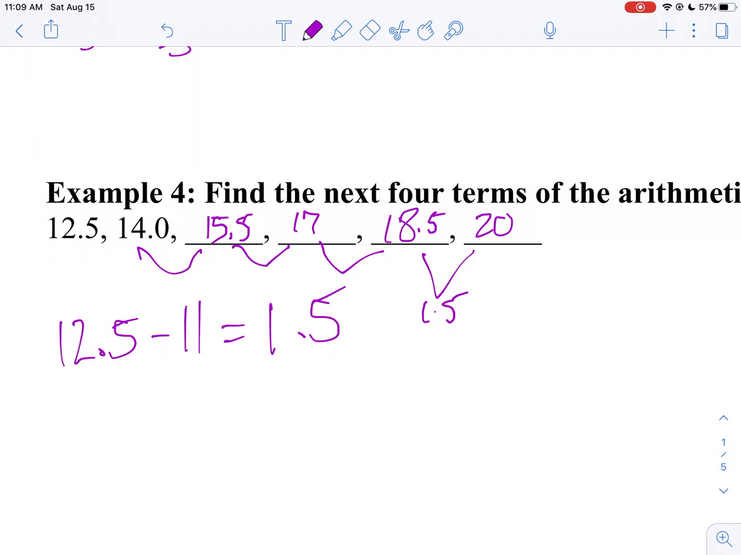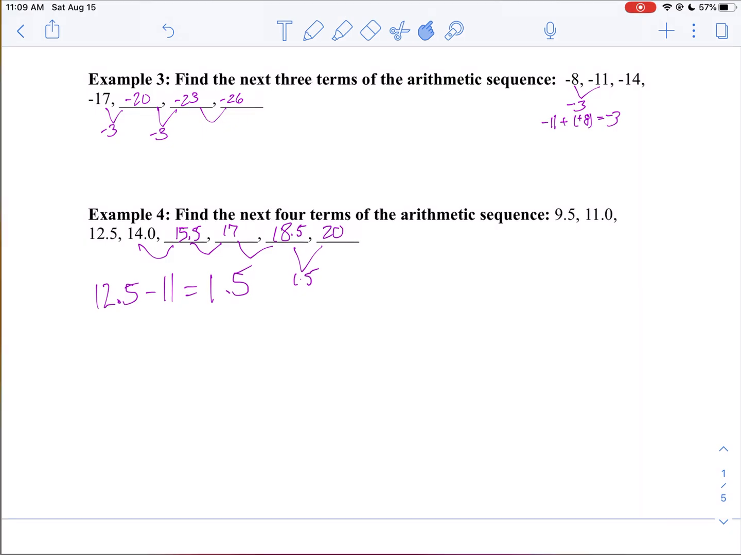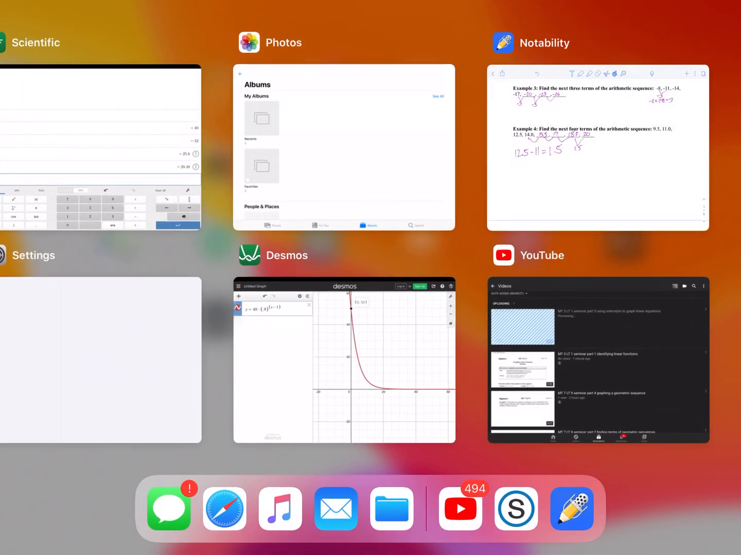You can generate an arithmetic sequence on your calculator. Here's what you would do. I could generate this sequence on the calculator. So let me go to my calculator. Got other things open here. Let me get rid of those.